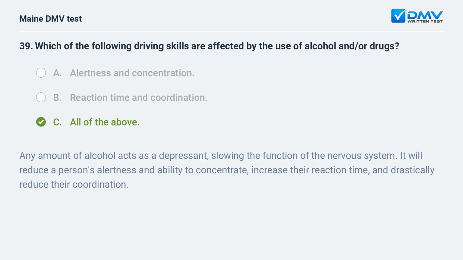C. All of the above. Any amount of alcohol acts as a depressant, slowing the function of the nervous system. It will reduce a person's alertness and ability to concentrate, increase their reaction time, and drastically reduce their coordination.